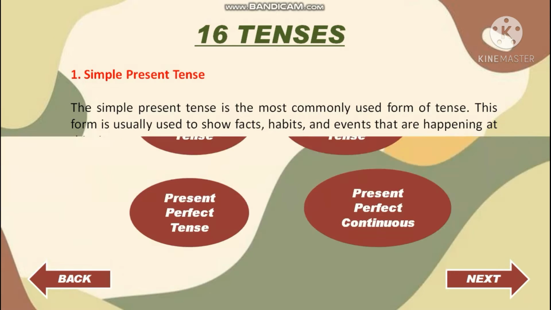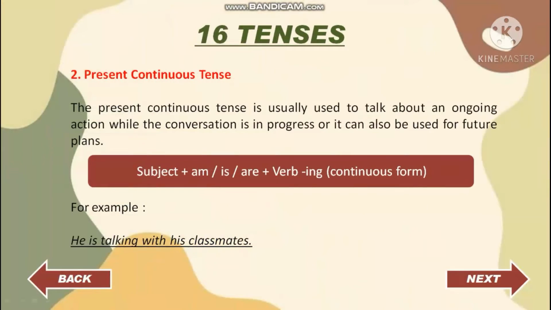Okay, the next tense is present continuous tense. Present continuous tense is usually used to talk about an ongoing action while the conversation is in progress, or it can also be used for future plans. Jadi, present continuous membicarakan aksi yang sedang berlangsung saat pembicaraan sedang berlangsung, atau bisa juga digunakan untuk rencana di masa depan. And the example is, he is talking with his classmate.